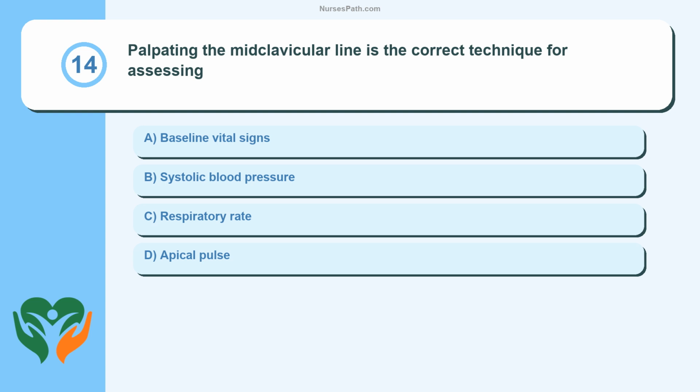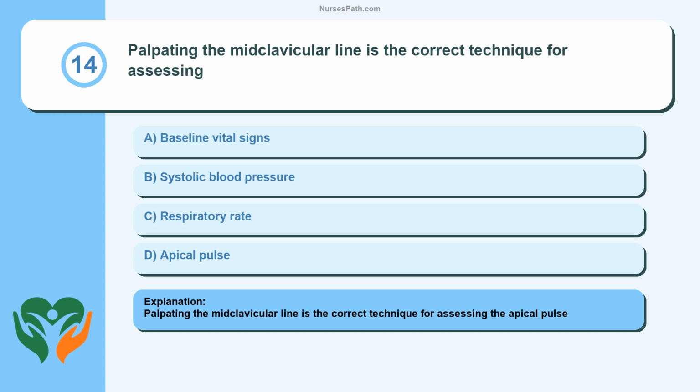Question 14. Palpating the midclavicular line is the correct technique for assessing which of the following: baseline vital signs, systolic blood pressure, respiratory rate, apical pulse? Palpating the midclavicular line is the correct technique for assessing the apical pulse.